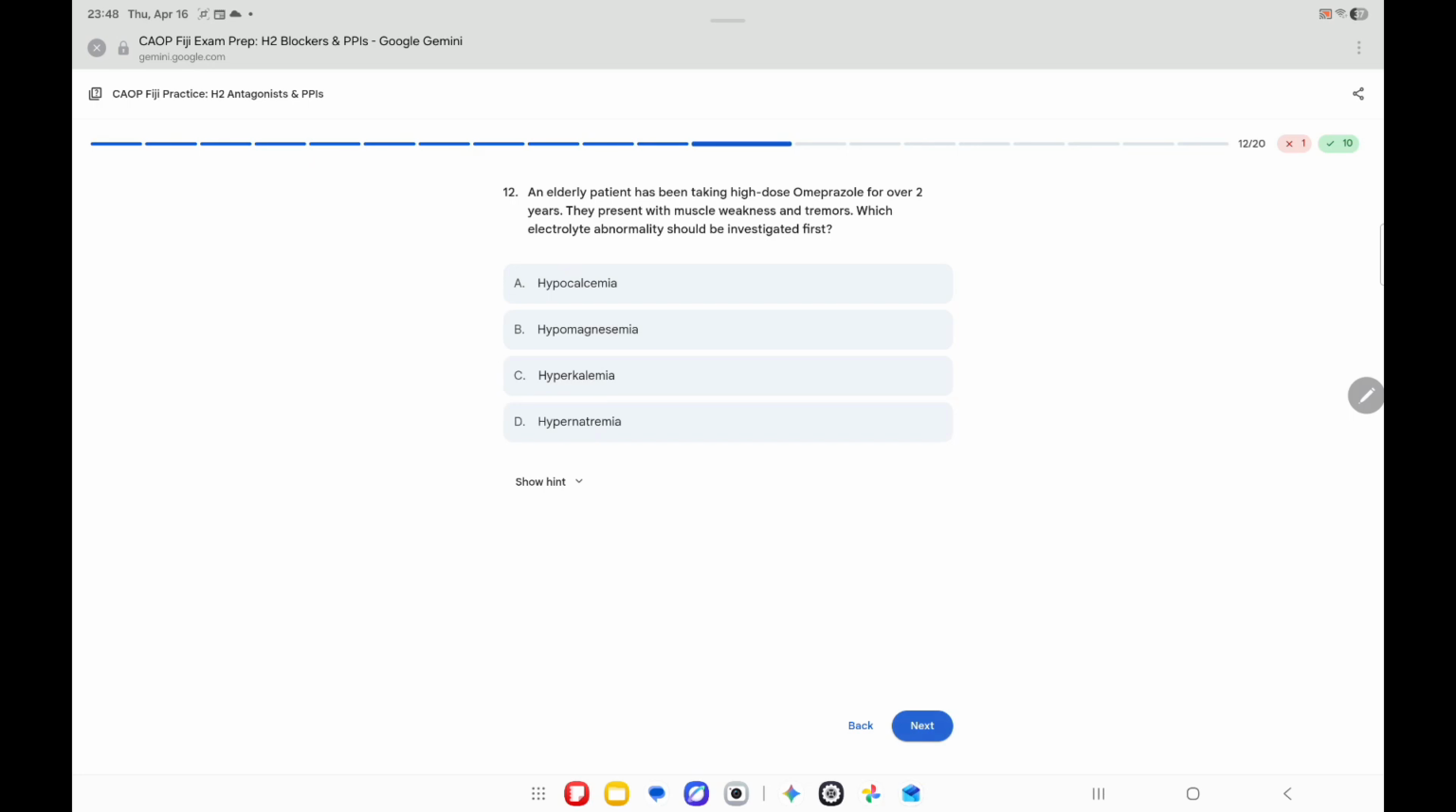An elderly patient has been taking high dose omeprazole for over 2 years, meaning 40 milligram. It could be BD or it could be OD. They present with muscle weakness and tremors. Which electrolyte abnormality should be investigated first? Okay, so magnesium level also drops, calcium level also drops. So it could be hypocalcemia as well as hypomagnesemia. Hyperkalemia and hypernatremia are the other two options.